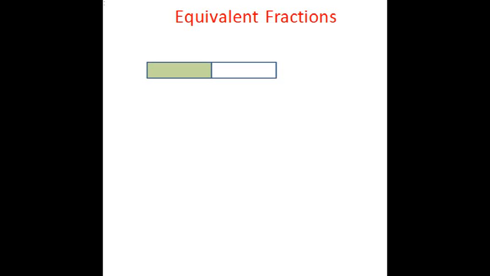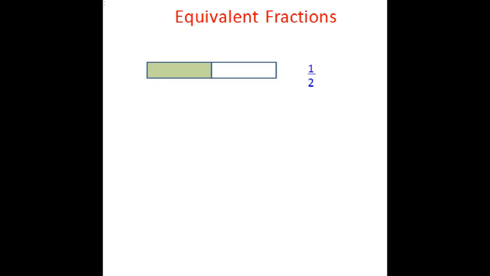Let's see what are equivalent fractions. Let's look at this rectangle, the big one. I have divided the big rectangle into two equal parts and have colored one of the parts. So how can I write that in terms of a fraction? I can write that as 1 over 2.